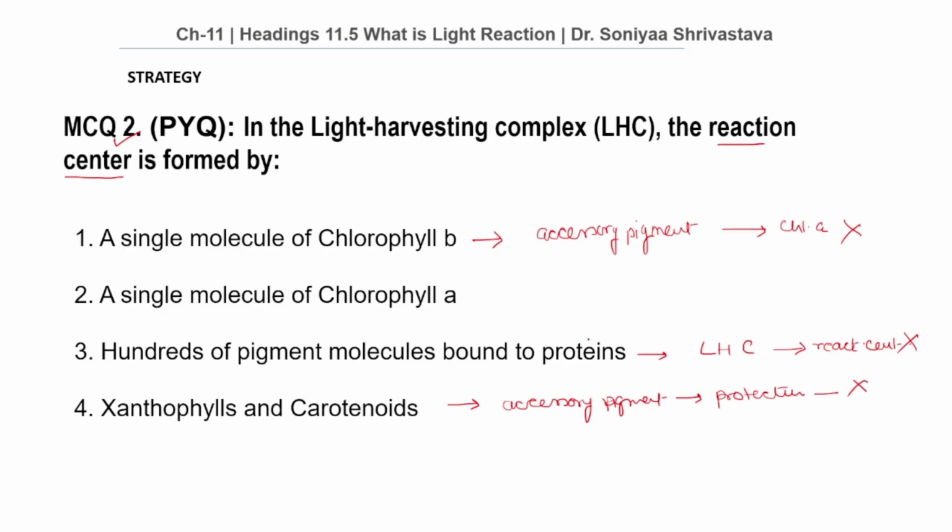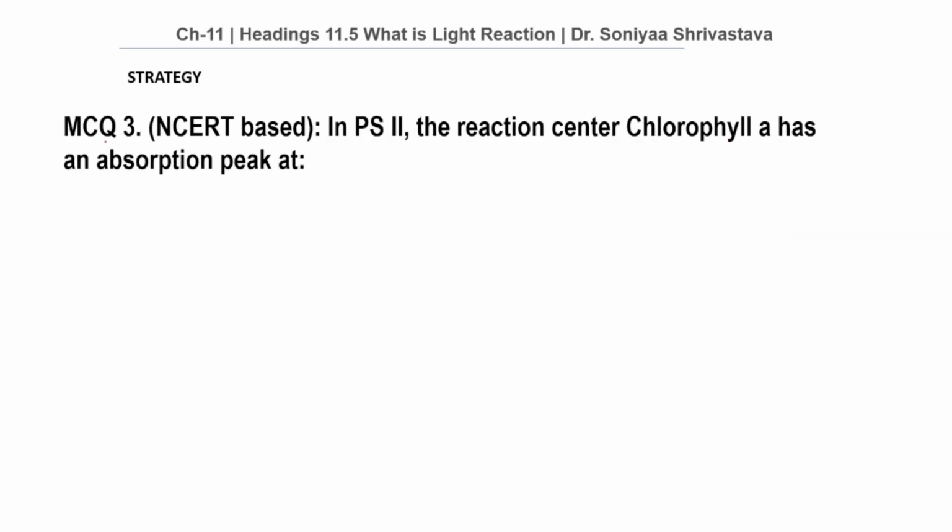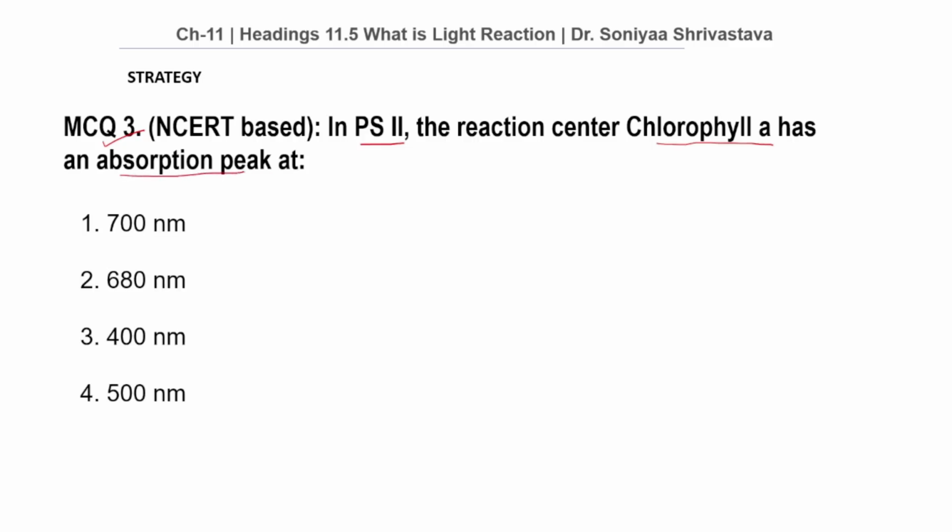Now coming to option number 2, a single molecule of chlorophyll A. Yes, this is our correct option. Chlorophyll A forms the reaction center and initiates the primary photochemical reaction. Moving on to MCQ number 3. In PS2, the reaction center chlorophyll A has an absorption peak at, first let's see what is PS2.